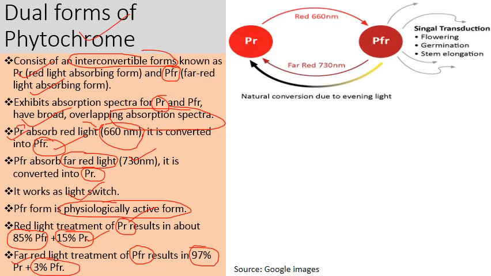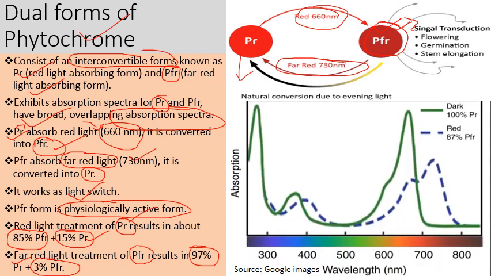So this is the interconversion of these two forms of phytochrome. When we provide the PR form with red light, it is converted into PFR form, and this is the physiologically active form. It initiates various physiological processes in plants. When we provide this PFR form with far red light, it is converted back to PR form, which is the inactive form. And this is the absorption spectra of this phytochrome.